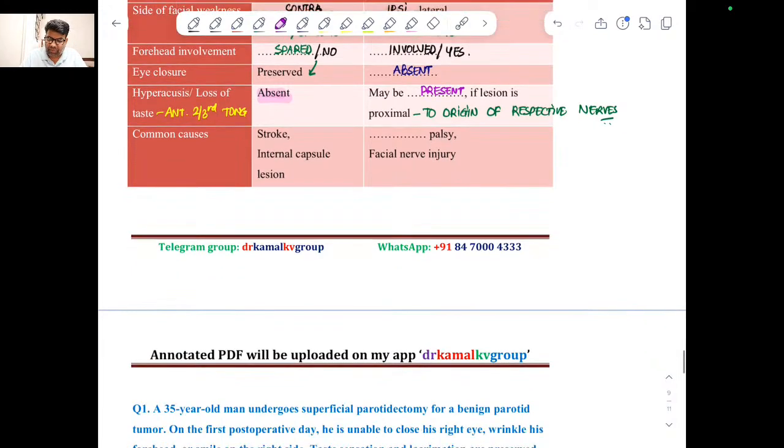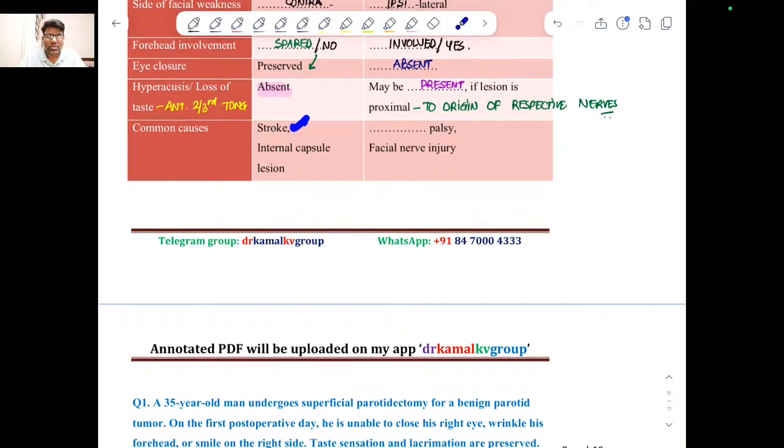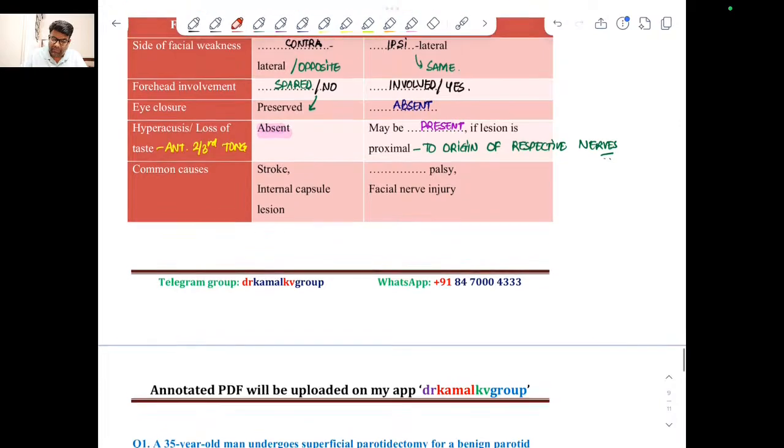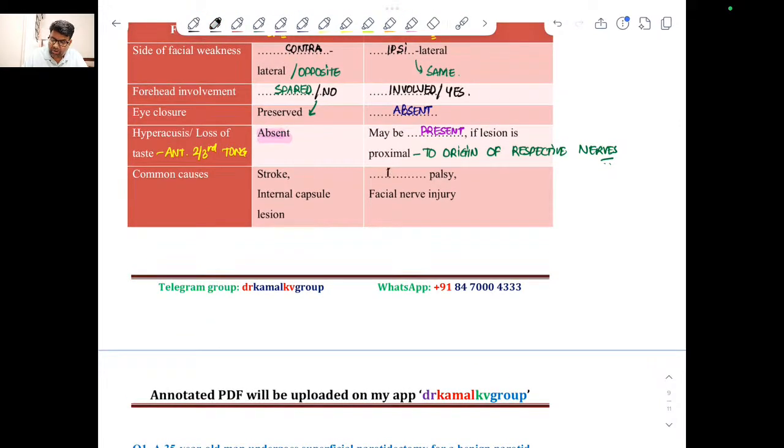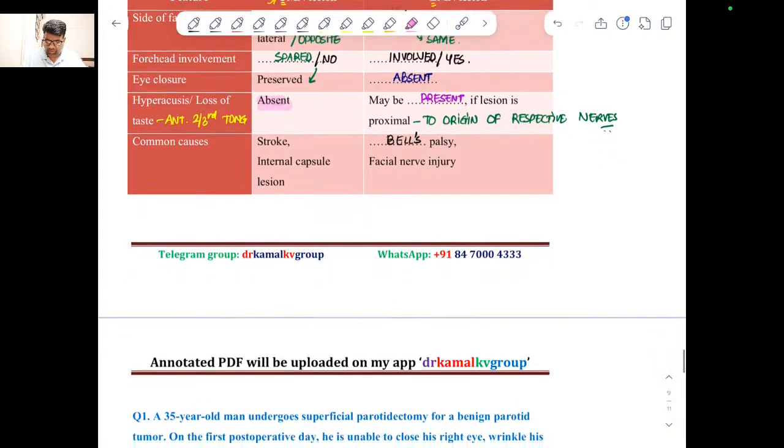Then what are the causes of upper motor neuron? Stroke, that is cerebrovascular accidents, or some internal capsule lesion. And classically for lower motor neuron, remember one term, that is Bell's palsy. Remember Bell's palsy, and also facial nerve injury, that is again lower motor neuron.